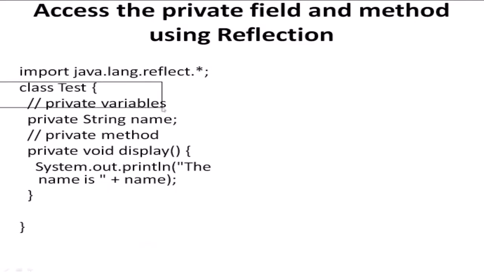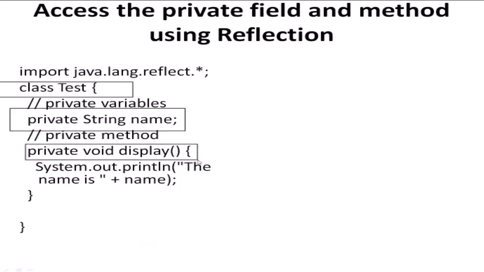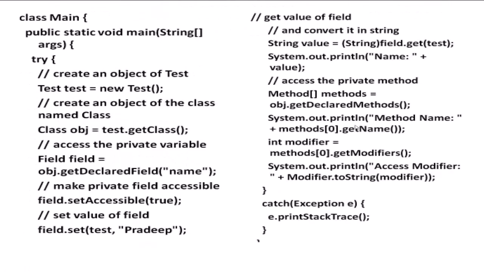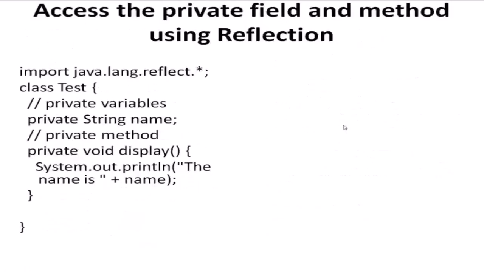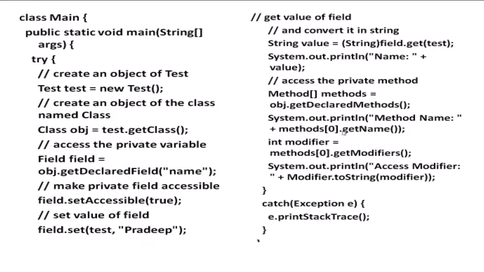Here we have created a class named Test, and we have declared a private variable, String name, and a private method called display. It is going to display the name. Here we have created a main method in order to access that particular thing. We are using public static void main, String array args.